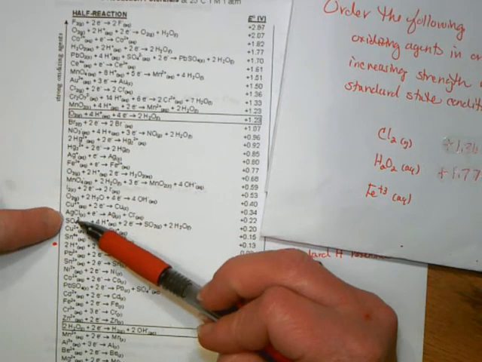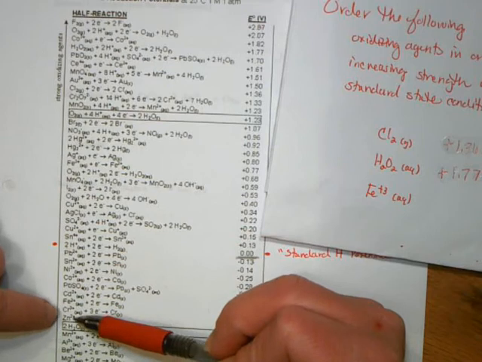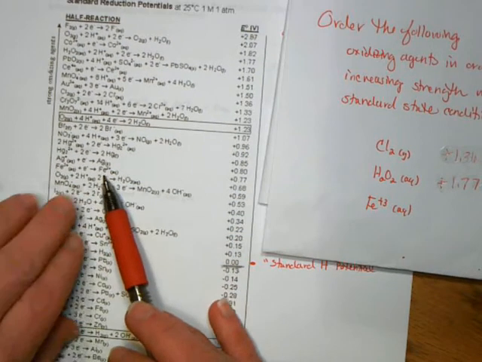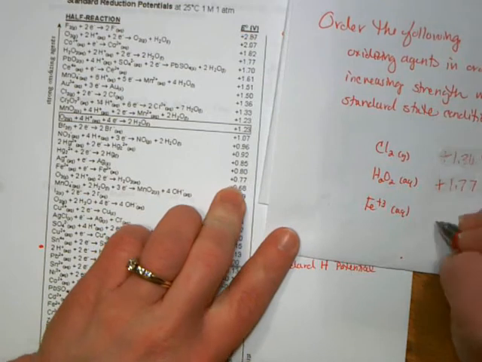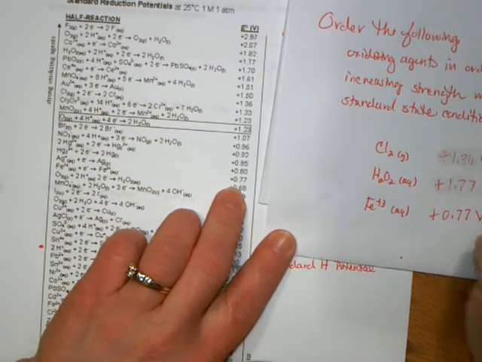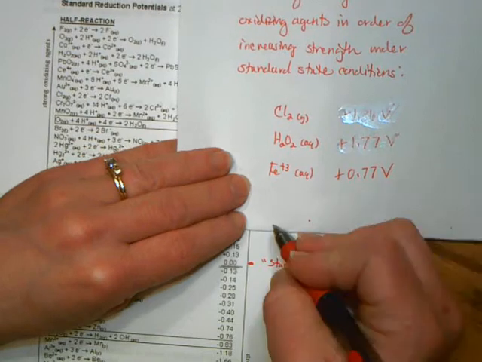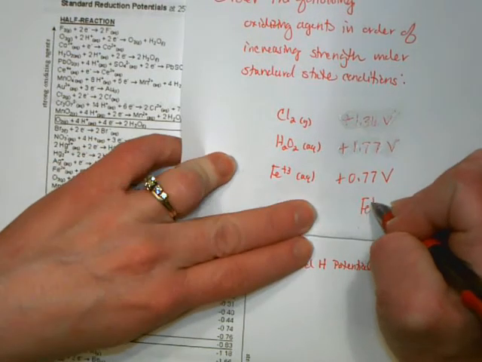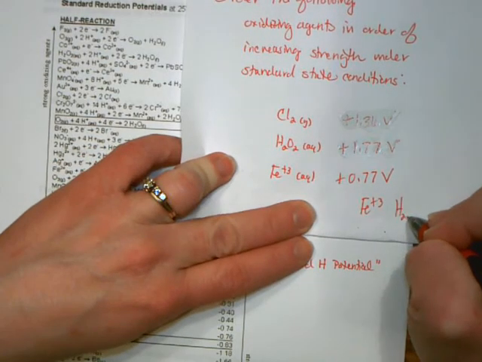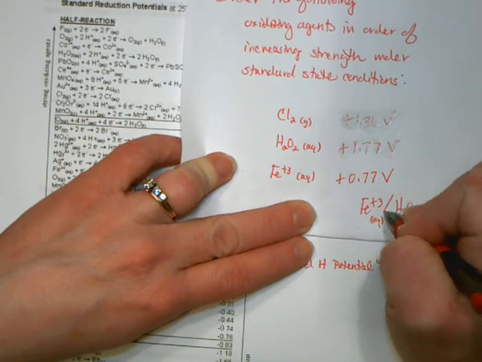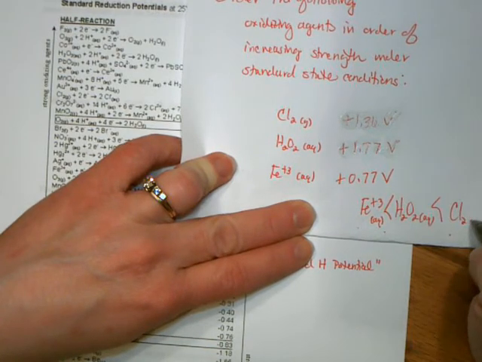So, I don't see iron. I see iron plus 2. I don't see iron plus 3 anywhere else. So that must be our only reaction to use as a comparison, and that is positive 0.77 volt. So in order of increasing strength, this would be the weakest, and then we'd have hydrogen peroxide, and then the chlorine.